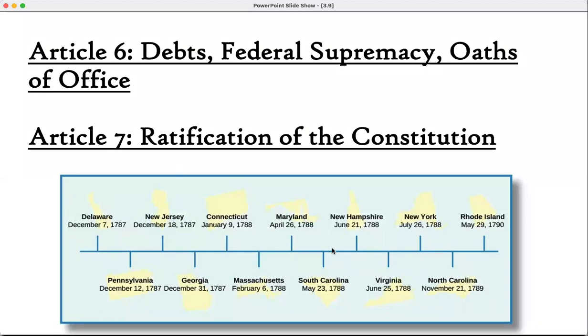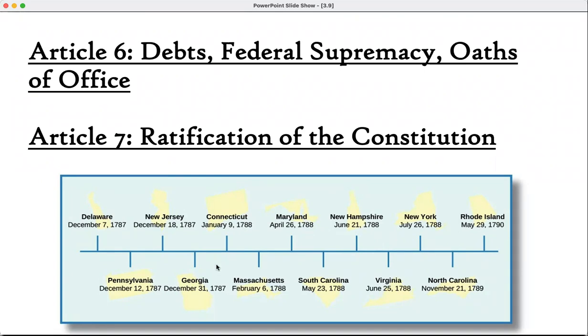Article 6 says the U.S. will pay its debts. States have to obey Congress. To work in the federal government, you have to swear to uphold the Constitution, and there's no religious test, meaning that the federal government is not allowed to say you have to be this religion to work for the federal government. And Article 7 says you have to have 9 states ratify it.